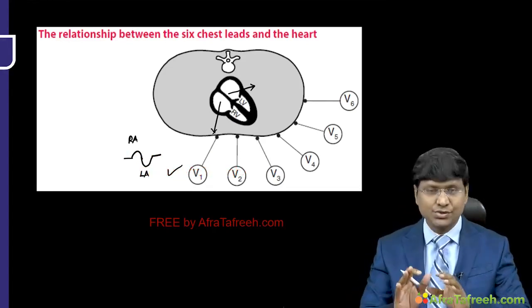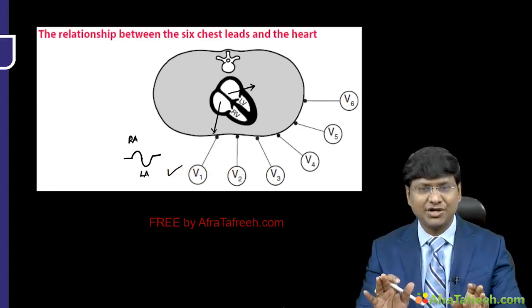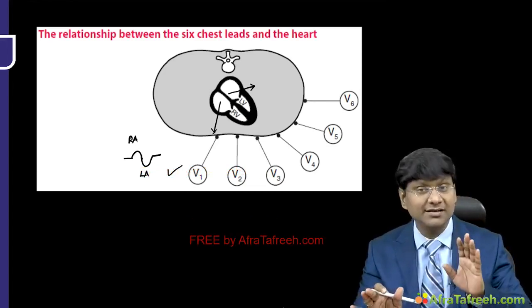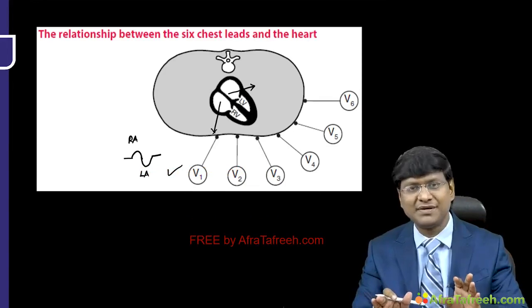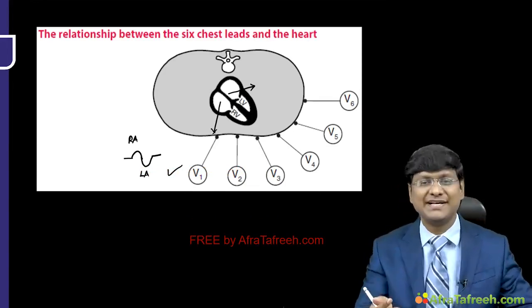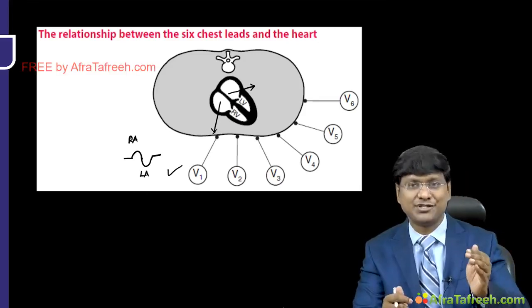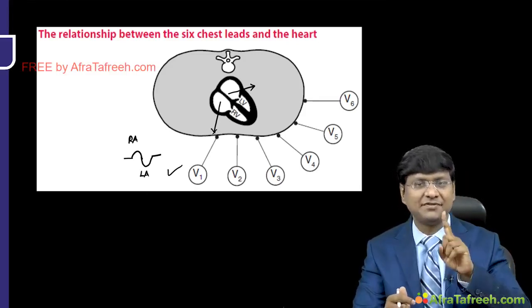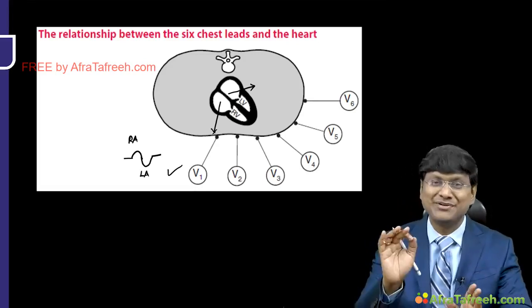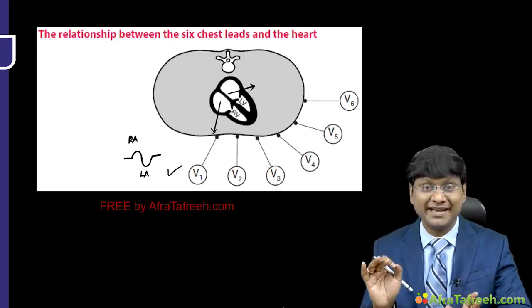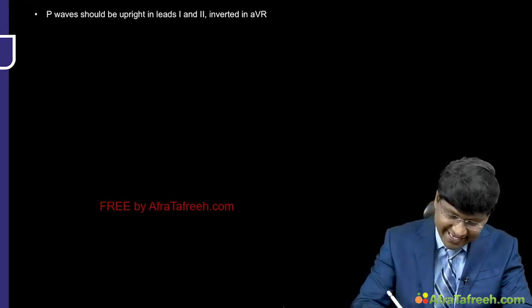Okay, so I said that in the majority of the leads, the P wave is a monophasic wave present above the isoelectric baseline, or rather a positive wave. But there is one exception to this. In one particular lead, the P wave is negative. The lead in which the P wave is negative is lead AVR.